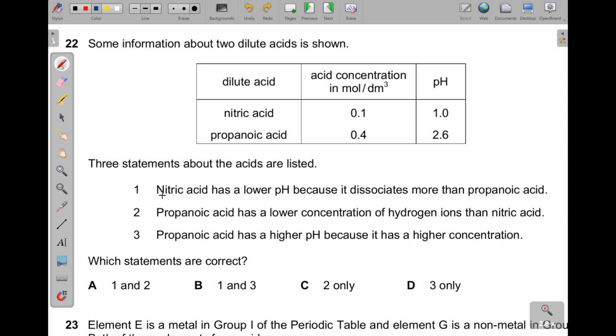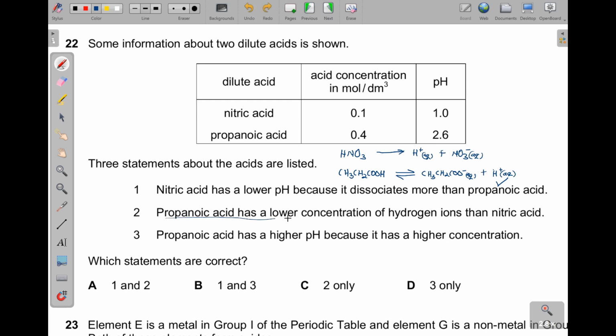Now, they are telling us that there are 3 statements about the acids that are listed here. And one of them is: nitric acid has a lower pH because it dissociates more than propanoic acid. This is correct because nitric acid here, being a strong acid, dissociates completely in solution to give a high concentration of hydrogen ions and these nitrate ions. Then propanoic acid is a weak acid, so it dissociates partially in solution. This one is even an equilibrium reaction to give propanoate ions and hydrogen ions, but the concentration of hydrogen ions is so low, and acidity depends on the concentration of hydrogen ions which are released in solution. Okay, so this one is correct. There is a very low concentration of hydrogen ions for this one compared to this one here.